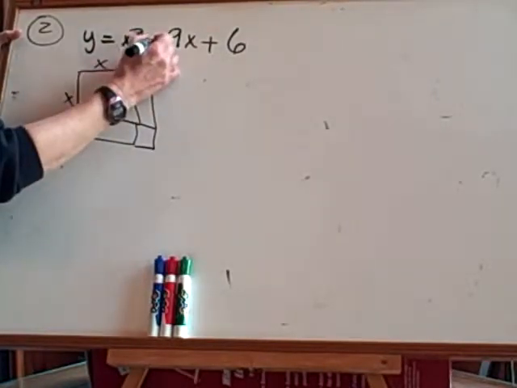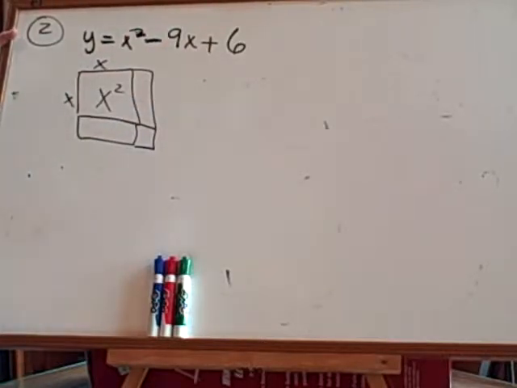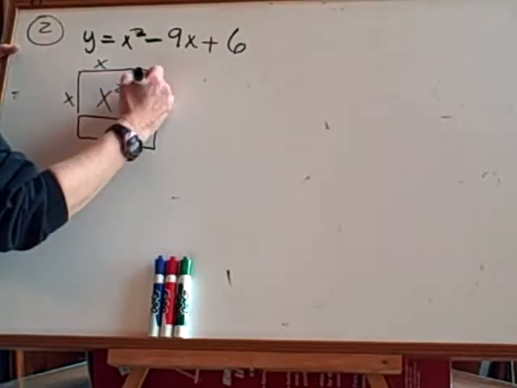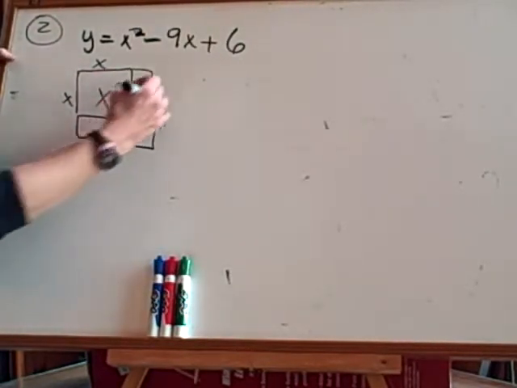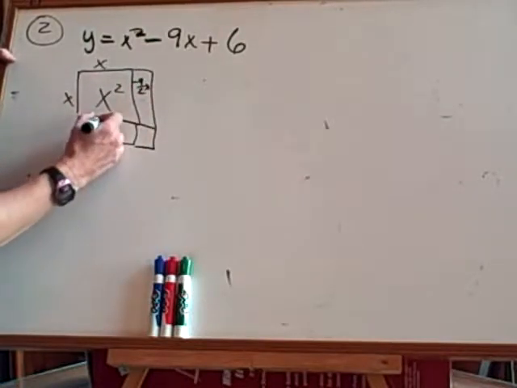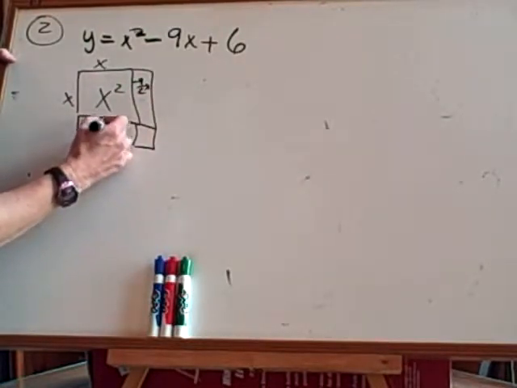Now I have a negative 9x. What is half of negative 9? Think fraction. Negative 9 over 2. Once you start thinking fraction, it becomes a lot easier. You're thinking negative 4 1/2, but 9/2 is much easier to square.